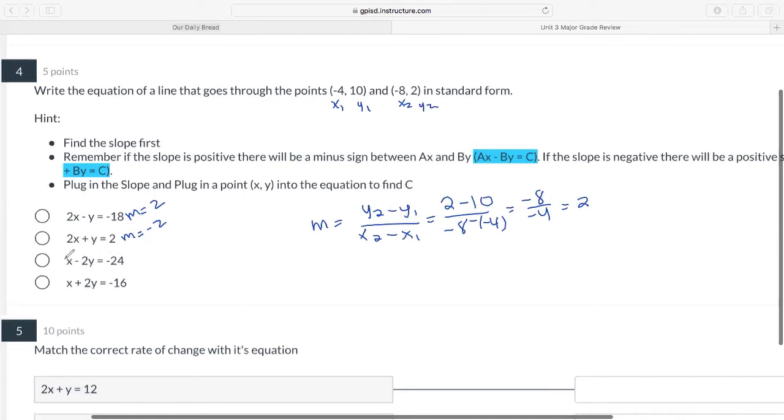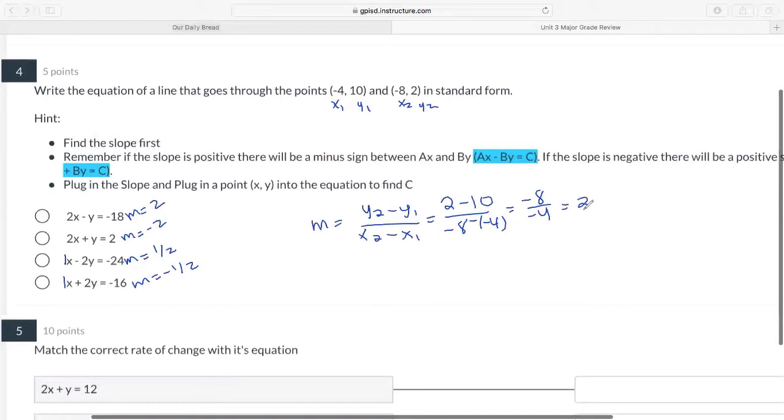C has a slope of 1 over 2, because this has a coefficient of 1. And it's positive because there's a minus sign. And D has a slope of 1 over 2, but negative because there's a plus sign. So just based on the slopes, I can already find my answer. But I want to make sure we know how to do it from here.